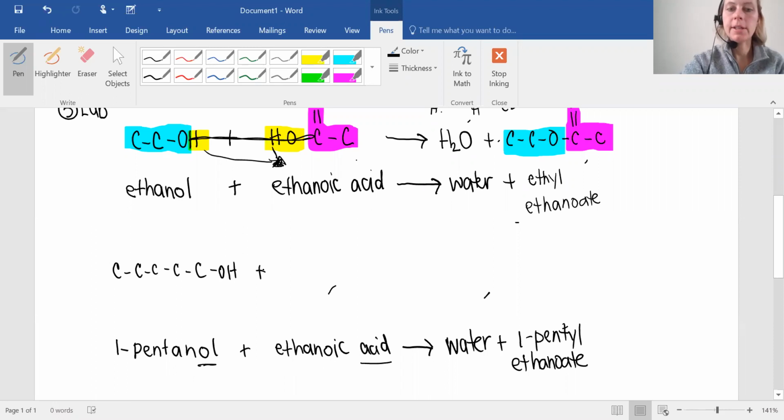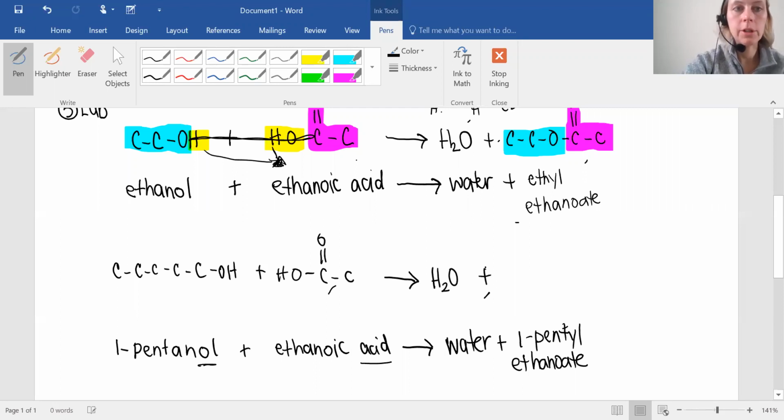I have a plus sign, and I'm drawing ethanoic again. So it's 2 carbon, double bonded oxygen, and an OH. That's an acid. I'm going to put a yield sign, my arrow. I can draw or just write H2O because I know one of the products is water. I'll indicate that again for you guys. That's how I got my water: the H from the alcohol, the OH from the acid.